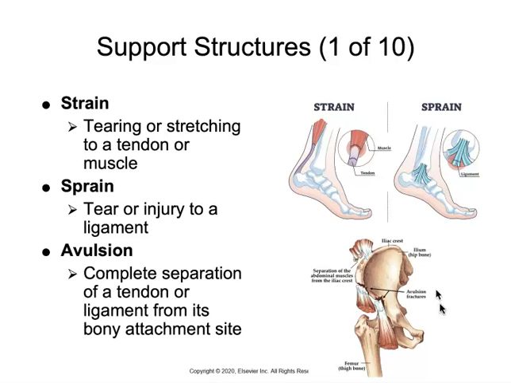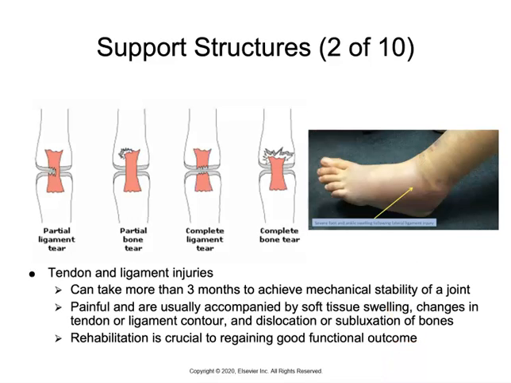And of course, if we tried all this and it is not getting better, then we would have to turn to surgery or maybe some corticosteroid shots to reduce the pain, but we definitely would want to start repairing some of the torn structures if necessary. So how long does this take? If we have a sprain or strain, it could take more than 3 months to achieve that mechanical stability of the joint. We talked about how it is very painful because we have that soft tissue swelling and changes within that tendon and ligament contour. Our rehab is going to be crucial here to get that functionality back.